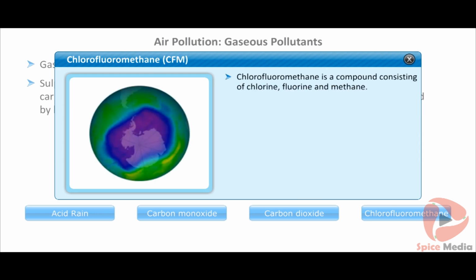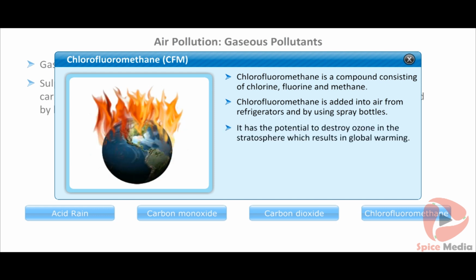Chlorofluoromethane is a compound consisting of chlorine, fluorine, and methane. Chlorofluoromethane is added into air from refrigerators and by using spray bottles. It has the potential to destroy ozone in the stratosphere, which results in global warming. Chlorofluoromethane have similar properties, applications, and ozone depletion potential as chlorofluorocarbons.